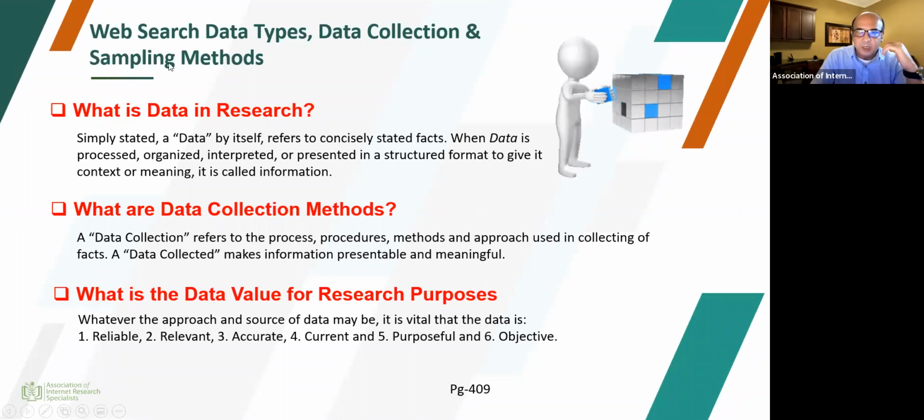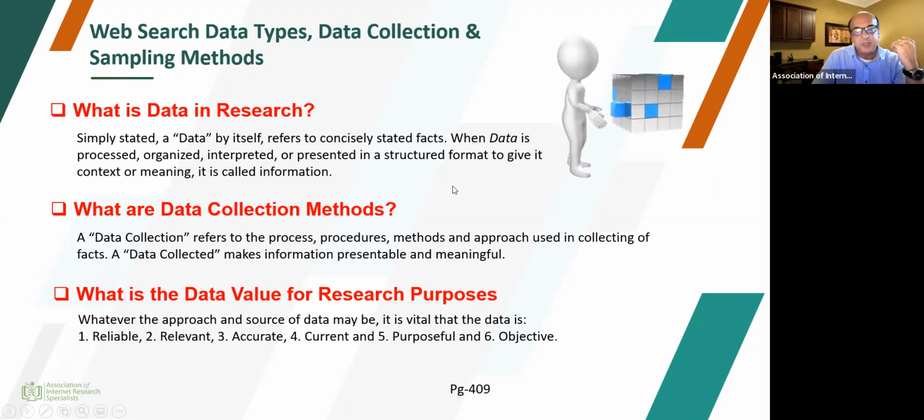Next is data collection and sampling methods. So data, this is just definitions. What is data in research? What are data collection methods? What is the data value for research purposes? So data in research is anything that could be descriptive or that could be quantitative or numeric. Everything is called data. When data is processed, organized, interpreted, or presented in a structured format to give it a context or meaning, it is called information.